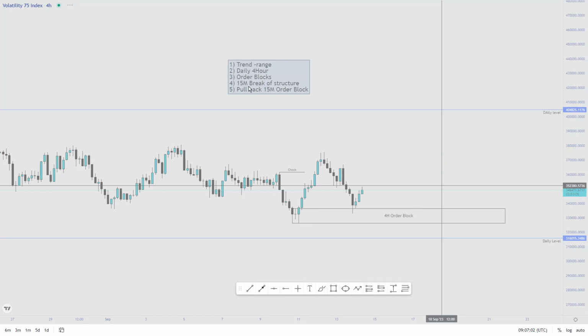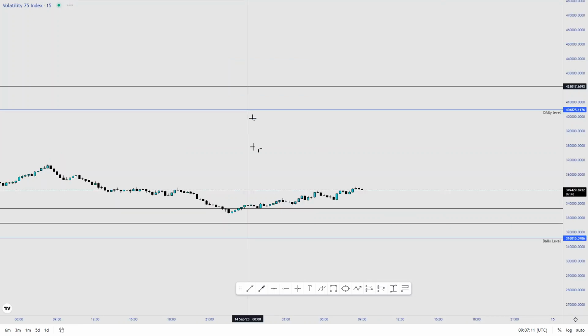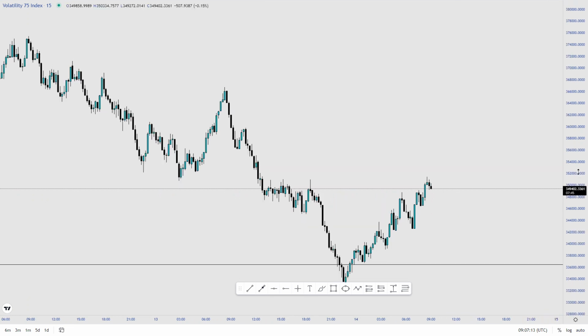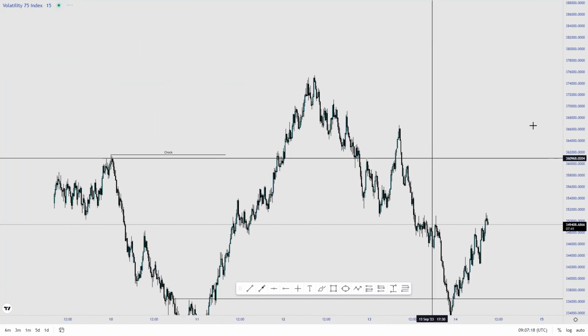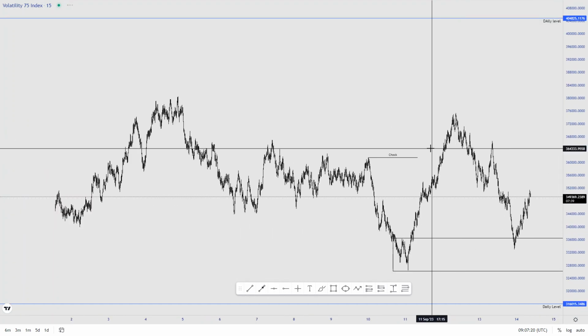We must wait for a structure break on our 15-minute time frame. So let's just wait for this thing to load. I don't know what's wrong with the internet today, but it's a bit slow. But yeah, what we can see right now is, let me just bring this down so you guys can understand what I mean.